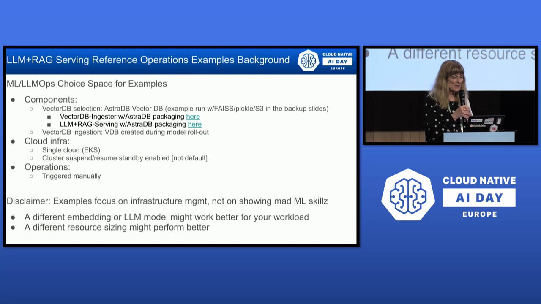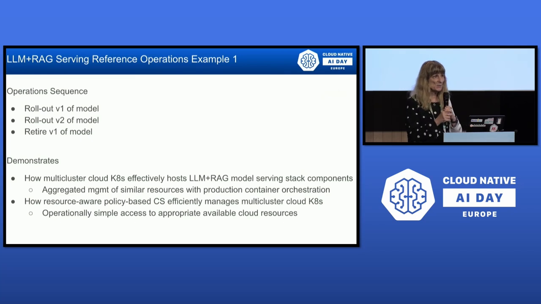One little disclaimer here. These examples focus on infrastructure management, not on mad ML skills. Like, I'm not a data scientist. So, you know, I chose a respectable embedding model for the vector DB and a respectable open source LLM, but some different model might work better for your workload. And similarly, the resource sizing on the Docker containers that we used, that you'll see in our repo, was chosen for being able to demonstrate something, but it wasn't tuned heavily to make sure that it could be the optimal efficiency.